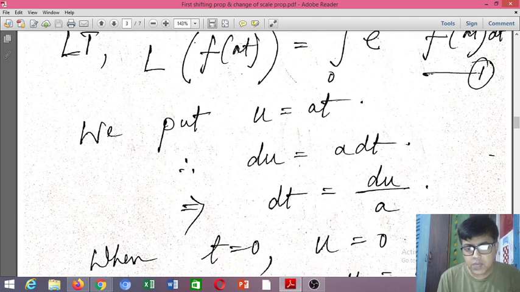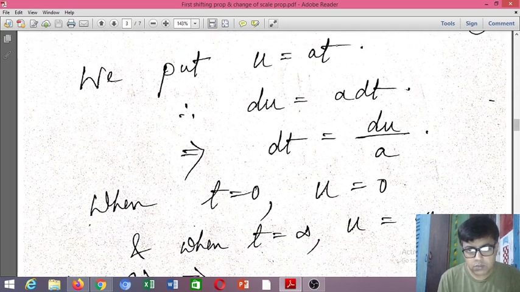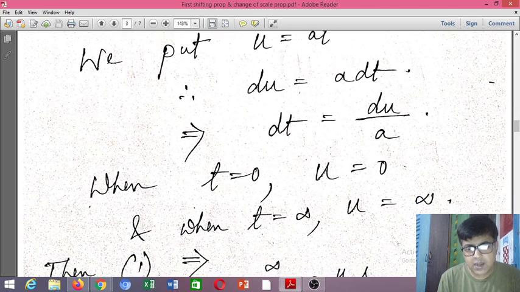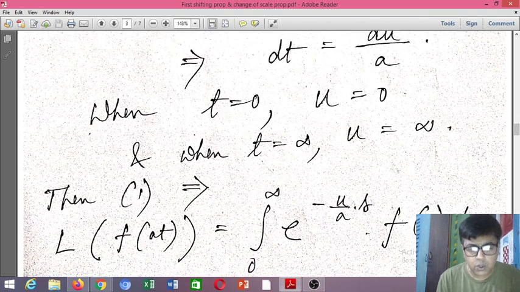Now let's find out the limits. There is actually no change in the limits, because when t is equal to 0, u is also 0, since u is equal to at, and when t is infinity, u is also infinity. So the limits remain the same, only the variable changes. Using this substitution in the previous equation 1, we get L of f(at) equal to the integral from 0 to infinity of e to the power minus (u by a) into s into f(u) into du by a.